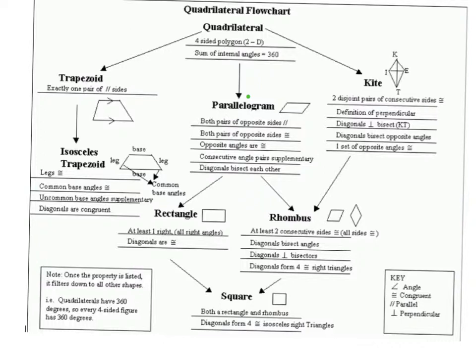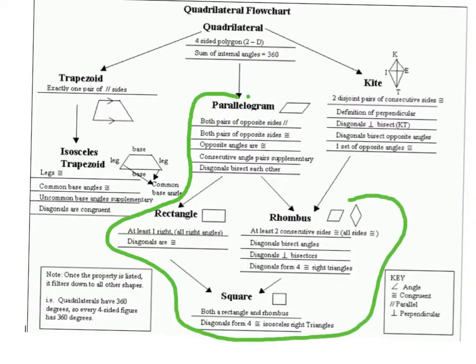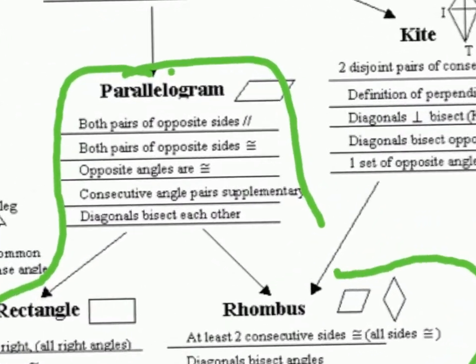So quadrilateral, we know four-sided, interior angles add up to 360 degrees. There are many different types of quadrilaterals. There are 7. We're going to take a look at, first of all, the parallelogram. This group right in here are kind of like the family of 4 in a way. They all go together with the exception of the kite. So we're going to take a look at the parallelogram first.